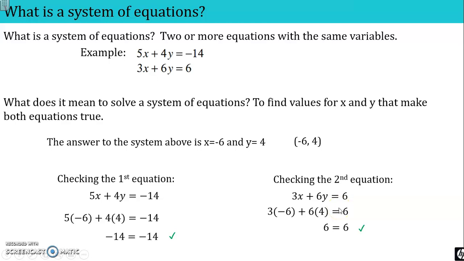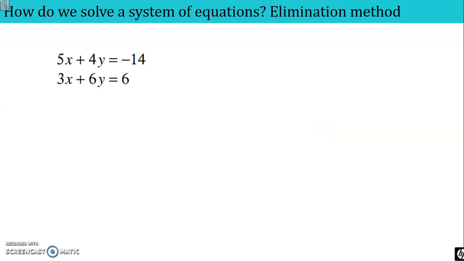So that's important to understand what it means to be a solution to a system. It means it's an x and y value that work when you plug them into both equations. So let's talk about how we would actually get this solution on our own. How do we solve a system of equations?